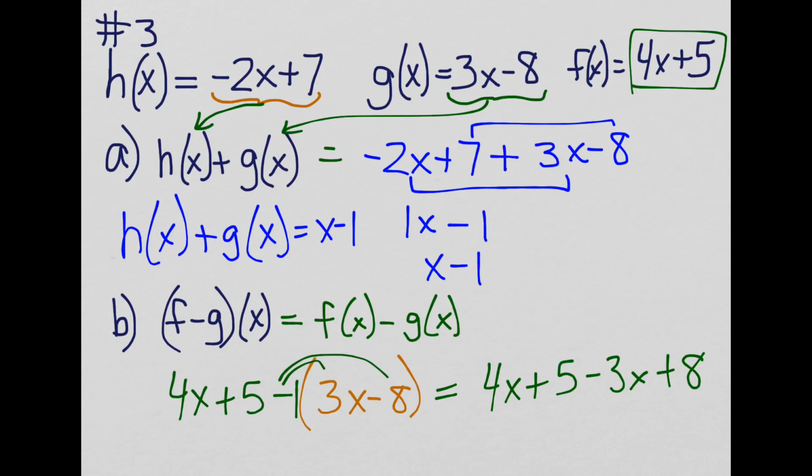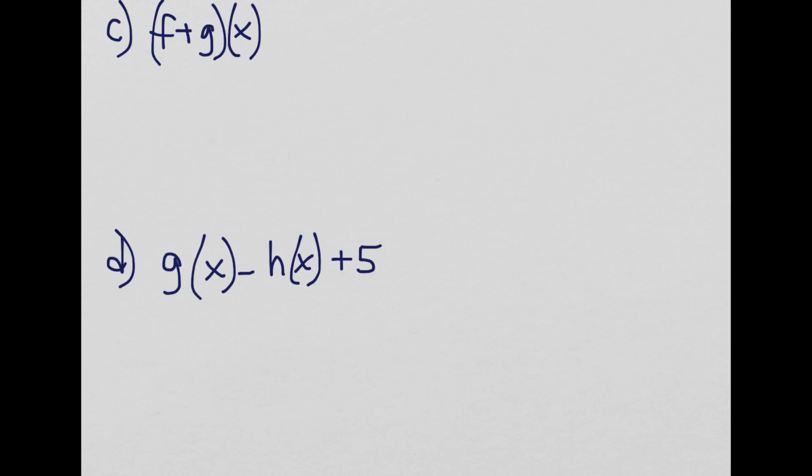Okay, so 4x minus 3x is 1x, and 5 plus 8 is 13. And so this whole thing simplifies to be just x plus 13. Okay, so let's look at C. It says f plus g of x. So the same idea, we're going to add f to g and then simplify.